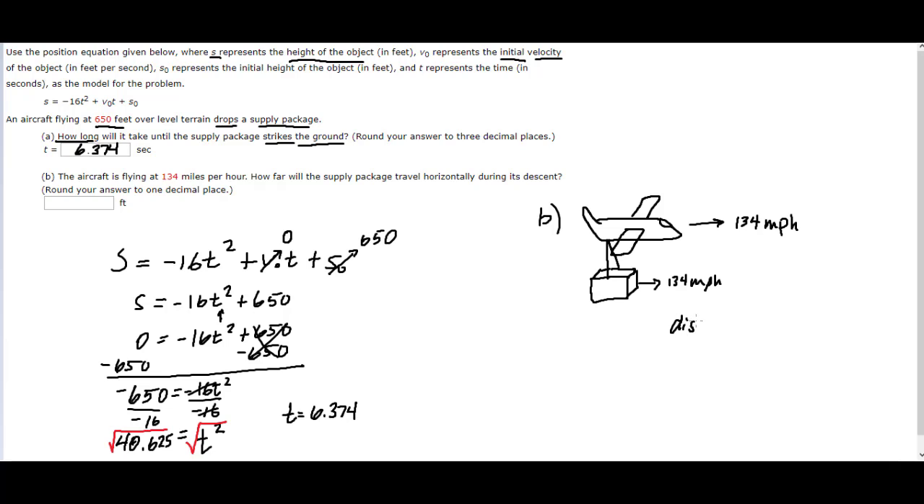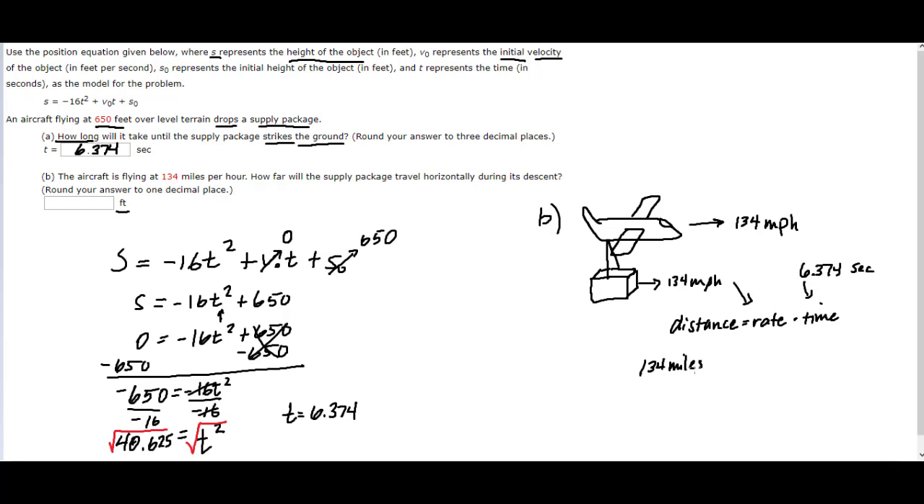So we know distance is rate times time. Alright, so we know the rate, it's 134 miles per hour, and now we know the amount of time that it's going to fall. It's going to travel forward 134 miles per hour for a time of 6.374 seconds. That was what we got in part A. Alright, so we're going to take 134 miles per hour times 6.374 seconds. Now they're asking for the answer in feet, so we're going to have to do some pretty serious unit conversion here. Alright, so let me show you how to do that.